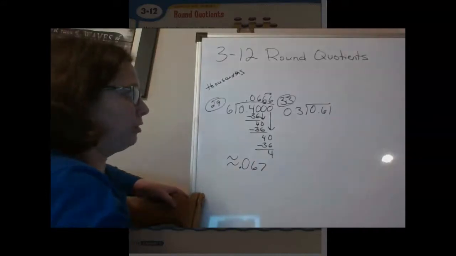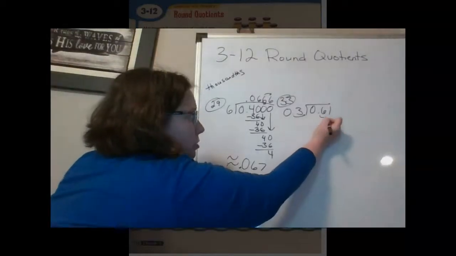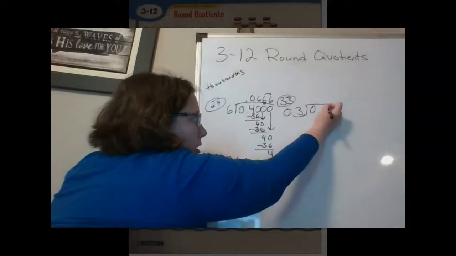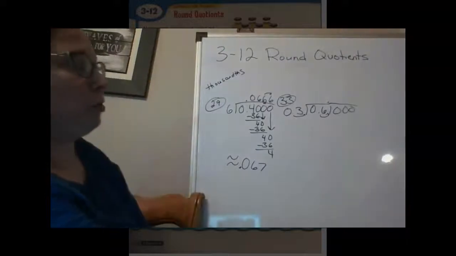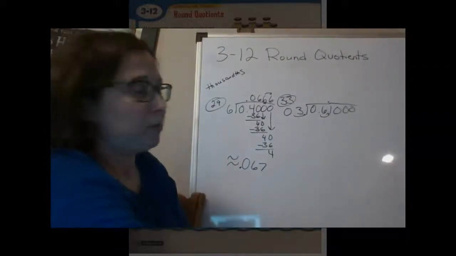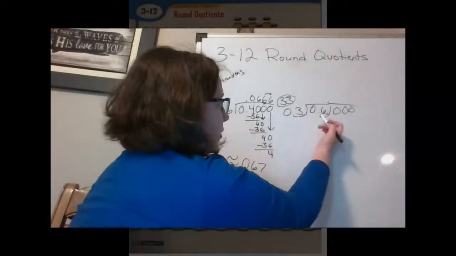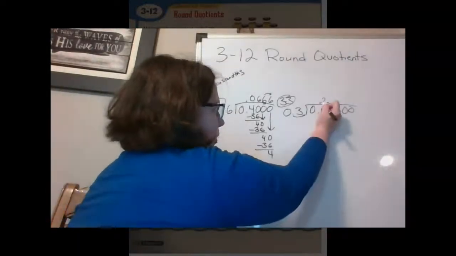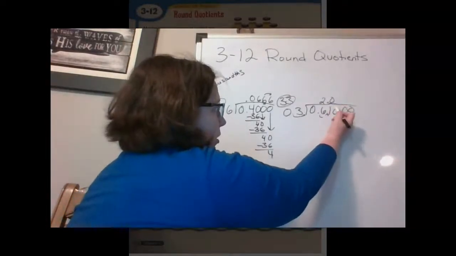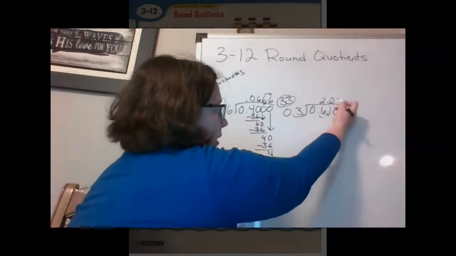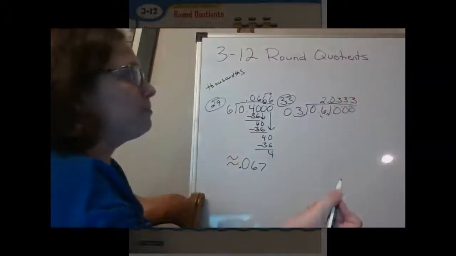Moving to number 33, I have a decimal in my divisor, so I need to deal with that first. And then I can make sure I have 4 decimal places before I start to divide. Once I'm ready to divide, I can do that and say, okay, 3 goes into 6 twice, no remainder. 3 does not go into 1. So then I have 3 into 10, and you can see that's going to keep repeating.